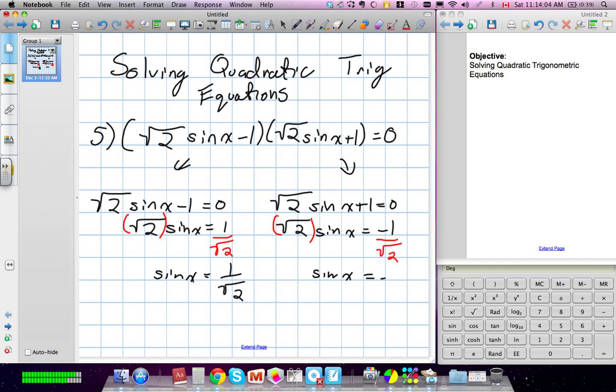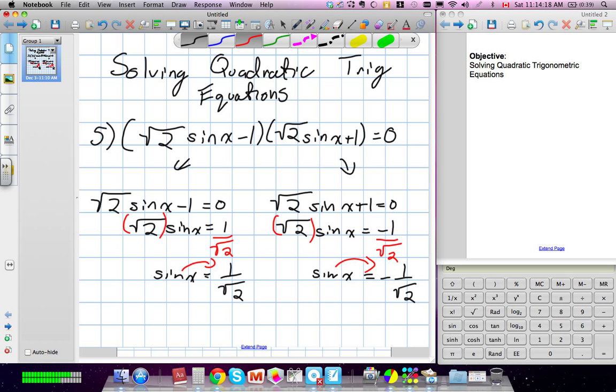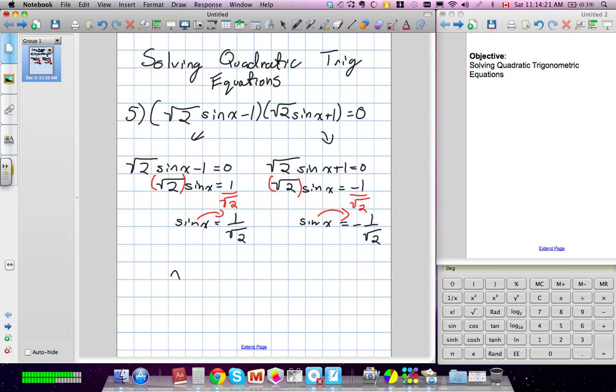over root 2. And finally, because we're trying to isolate x, we need to move sine to the other side of the equation. When we do that, it becomes the inverse of sine. So we get x is equal to sine inverse 1 over root 2, and x is equal to sine inverse negative 1 over root 2.